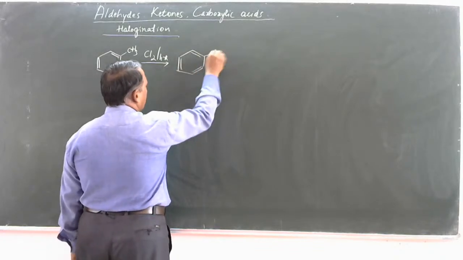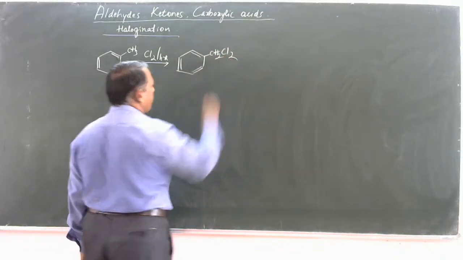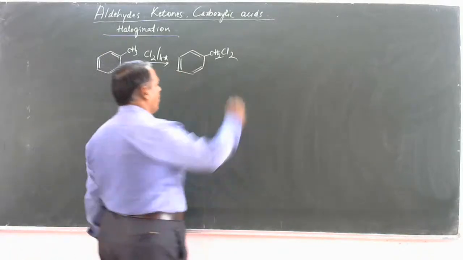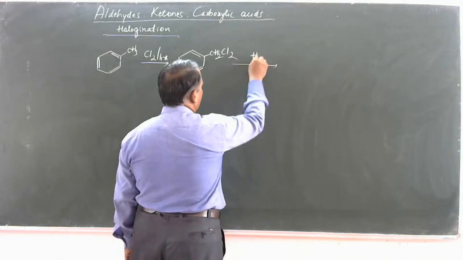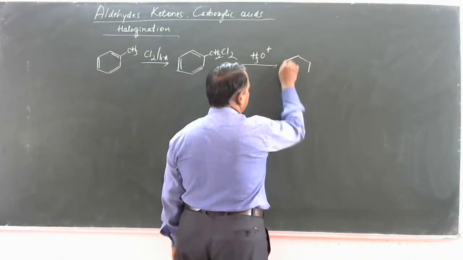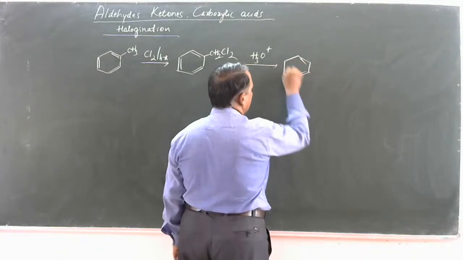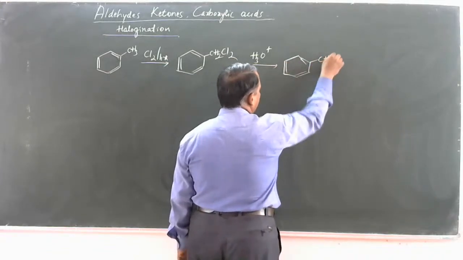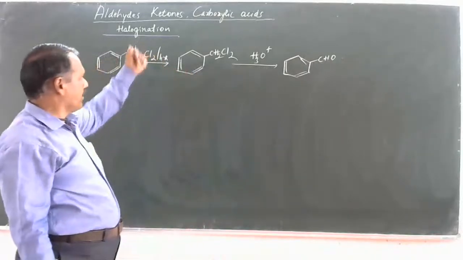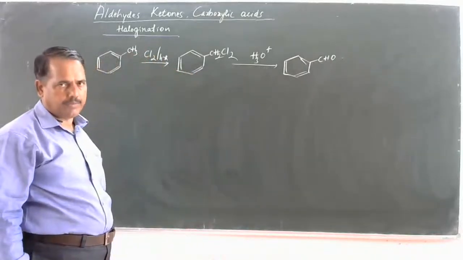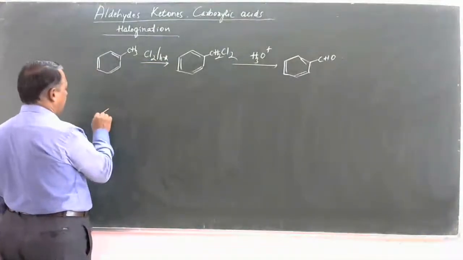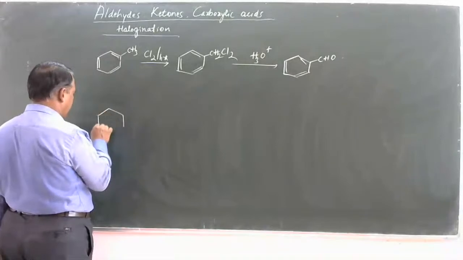See, C6H5CHCl2. Are you clear? So this again on acid hydrolysis gives benzaldehyde. Are you clear? So this is nothing but a simple halogenation we can find.